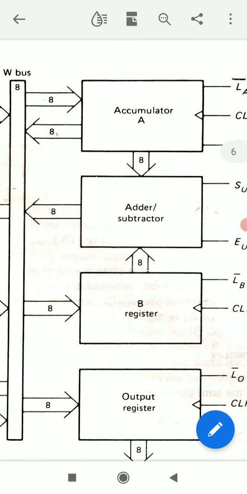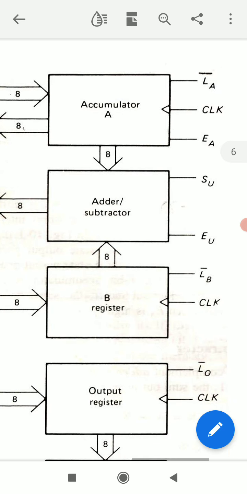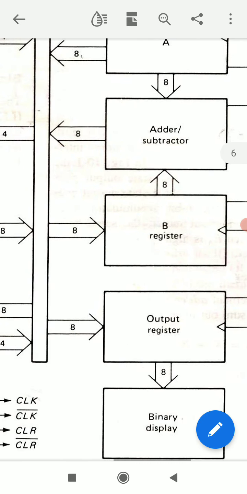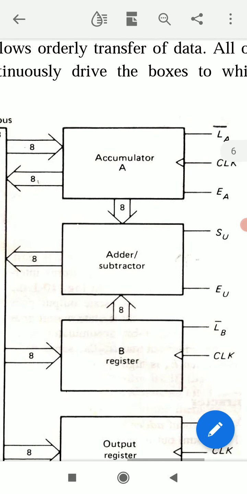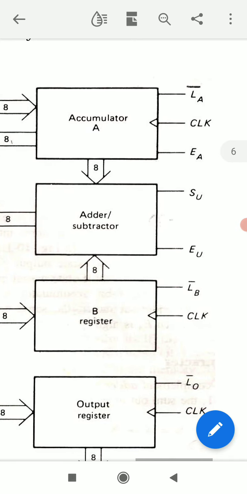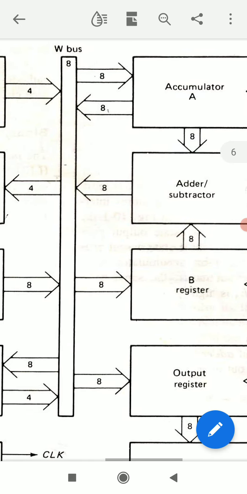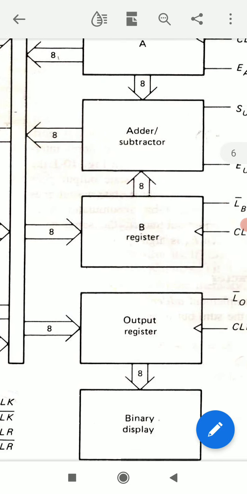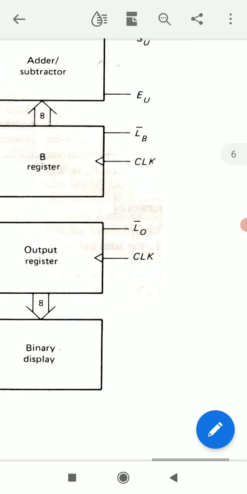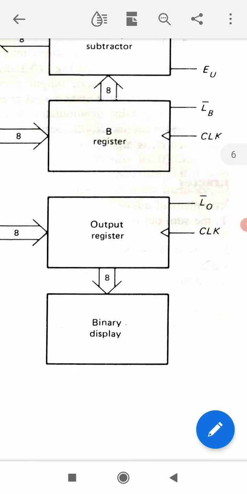If we have performed some operation like addition or subtraction, then the result is stored in the accumulator, and we want this word in the output register. So first of all we make EA active, enable A register. When EA is 1, the accumulator content goes to the W bus, and from the W bus this word will come to the output register only when LO bar is active, load output. LO bar is active when LO bar is 0, then the result from the accumulator comes into the output register.